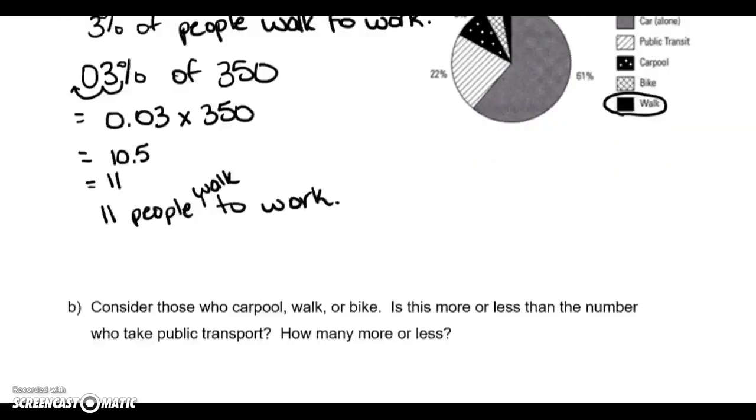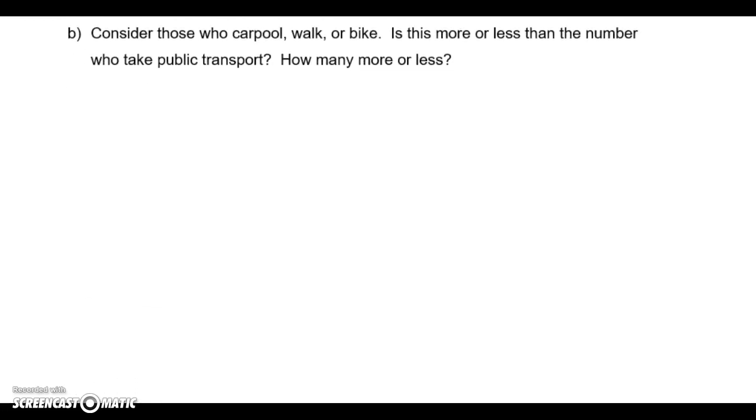Now let's scroll down to see part B. So part B wants us to consider those people who carpool, walk, or bike. So is this more or less than the number of people who take public transport? Then we want to know how many people more or less is this? So what we have to do is figure out how many people either walk, carpool, or ride a bike. Then we have to figure out how many people take the public transportation. So step number 1, let's find out how many people there are that carpool, that walk, or ride their bikes to work.